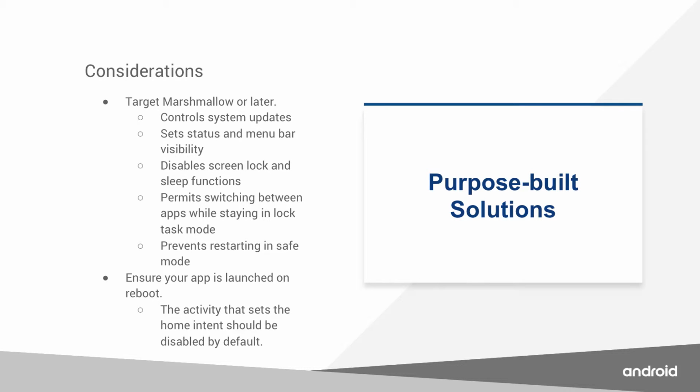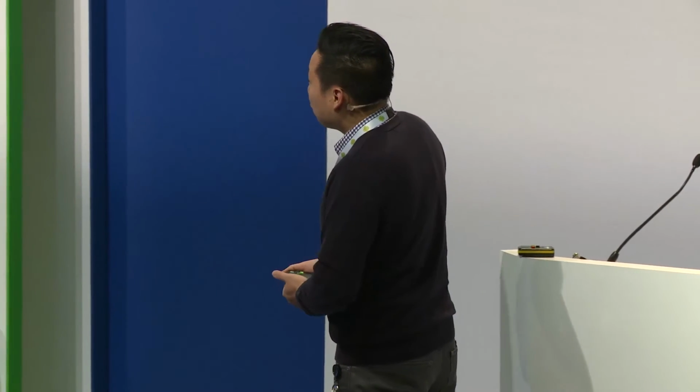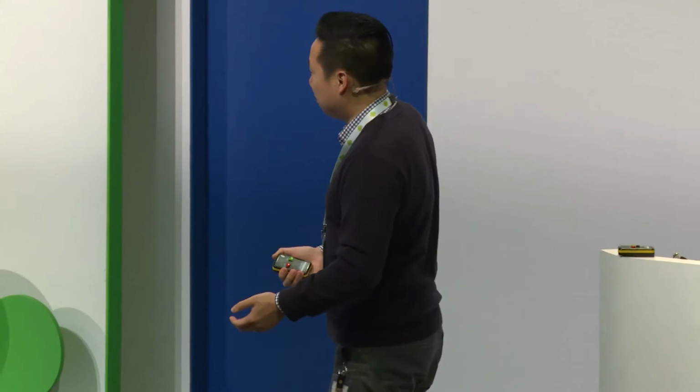So we recommend targeting Marshmallow or later, which includes several purpose-built features. And starting in Marshmallow, if your app is whitelisted by an EMM that's using set lock task packages, your activities can be automatically started when the app is launched. And if your app is deployed by an EMM that makes your app a default launcher, the benefit is that your app will be launched upon reboot.